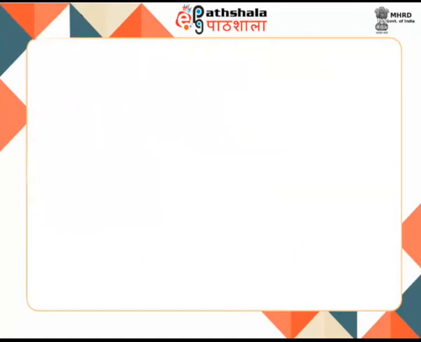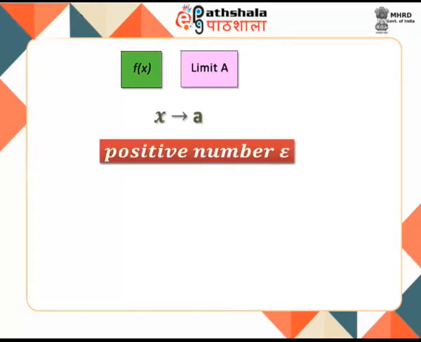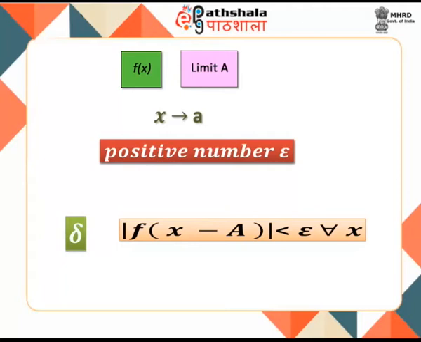Another formal definition of the limit of a function can be given as: a function f(x) is said to approach the limit A as x tends to a if for any positive number epsilon, howsoever small, we can find a number delta such that modulus of f(x) minus A is less than epsilon for all values of x satisfying modulus x minus a is less than delta, except possibly at x is equal to a.